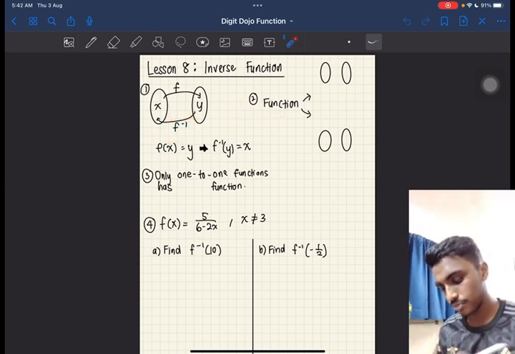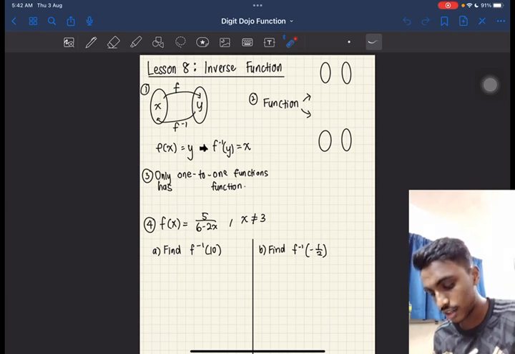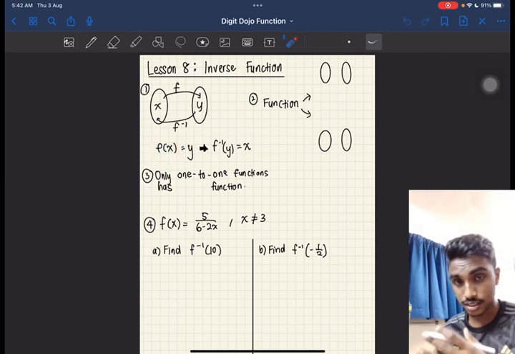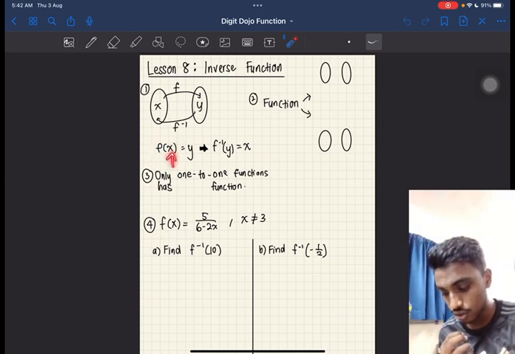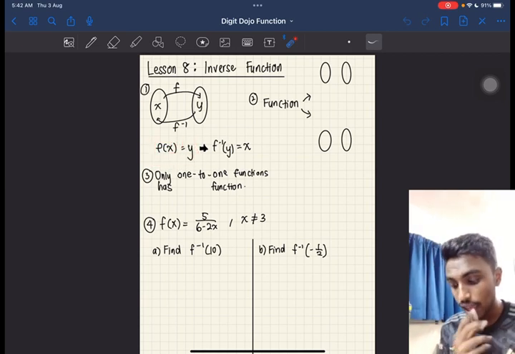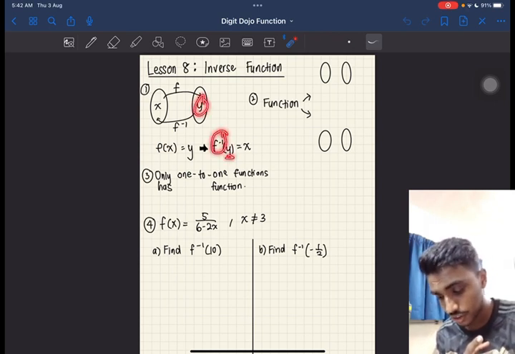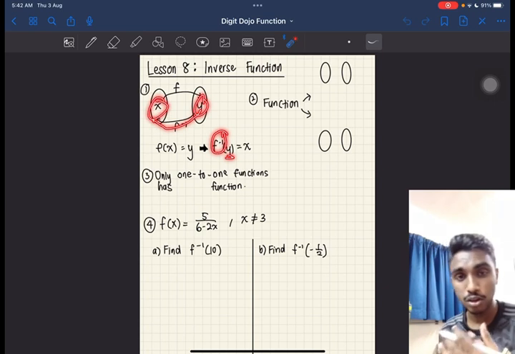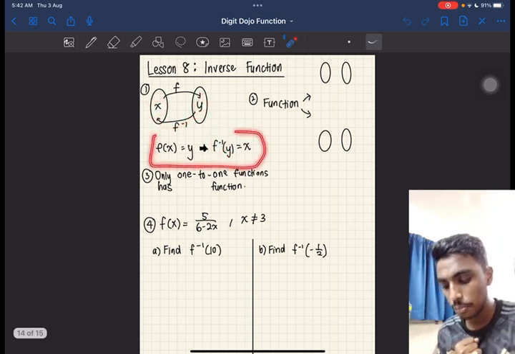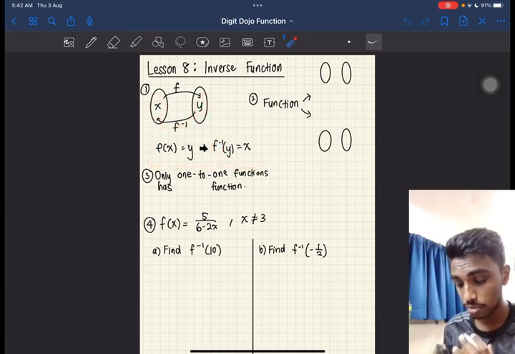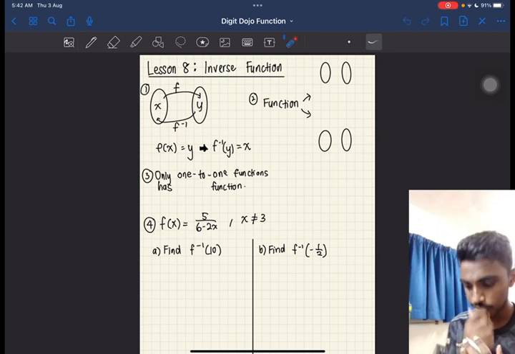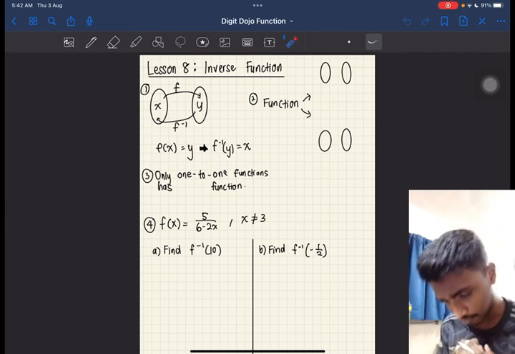So what we can conclude is, when you do function f for x, you will get y. And when you do the inverse function for y, you will get back your x. This is a very important concept to understand, because we will use it to solve questions later.